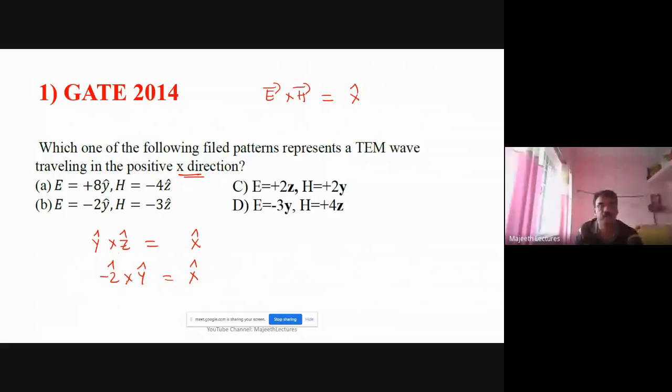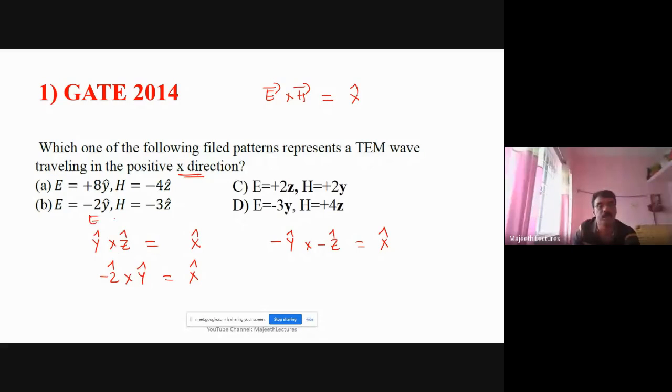Z cross y minus x, so this minus will become plus. Otherwise, you may have minus y minus z. Y cross z, x minus minus plus. So these are all the three options. Fine. Here you see which options are matching.